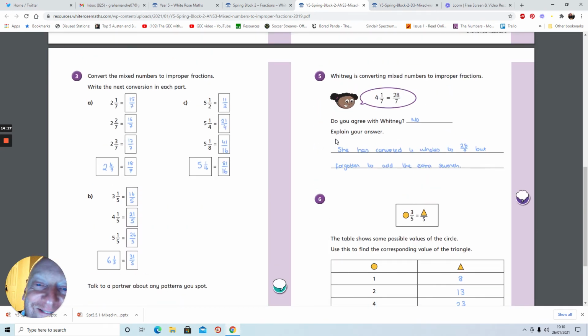Whitney, good old Whitney, number 5, is converting mixed numbers to improper fractions. So she's got 4 and 1/7 equals 28/7.